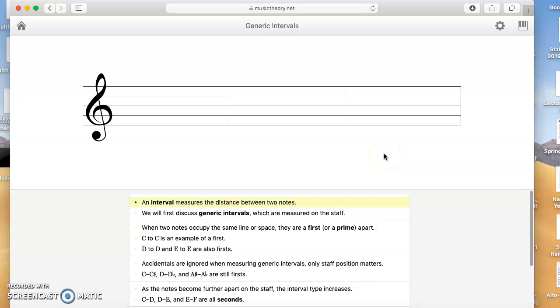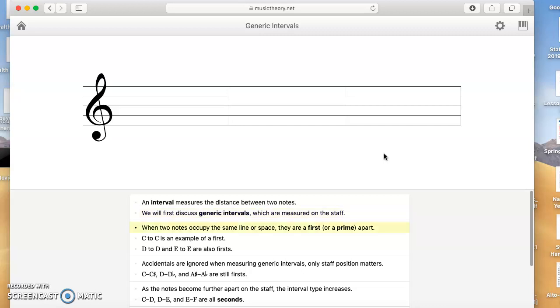Hey everyone, today we're going to be learning about intervals, and we're going to talk first of all about generic intervals. Right now I'm on musictheory.net, and all of this is something that you can access by going to that web page. I'm just going to read through this quickly and give you an overview. An interval measures the distance between two notes. We're going to talk about generic intervals, okay?